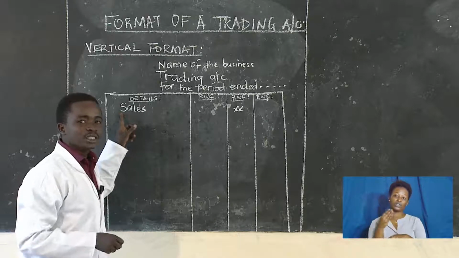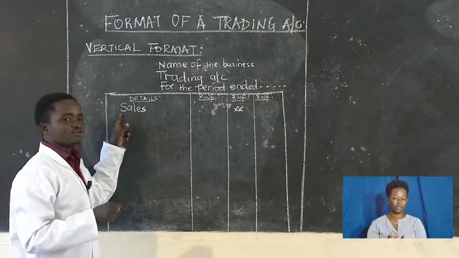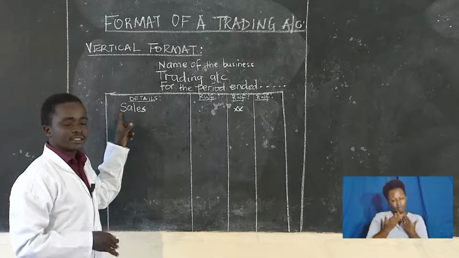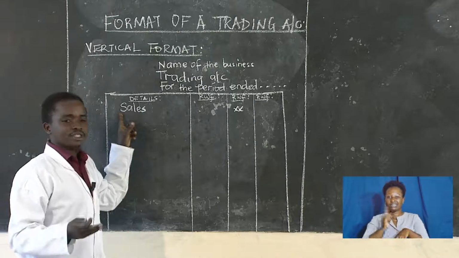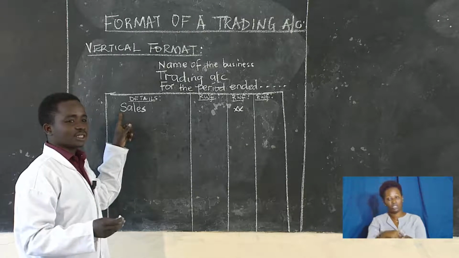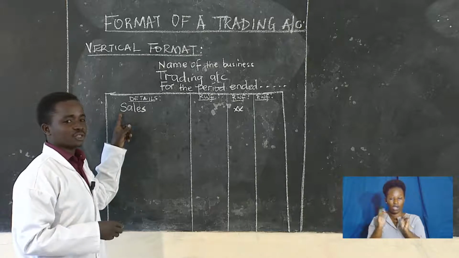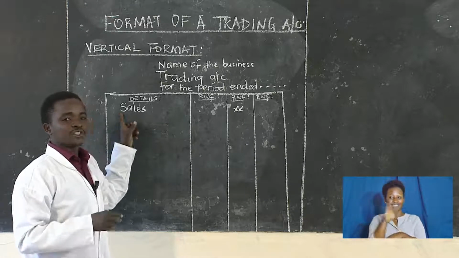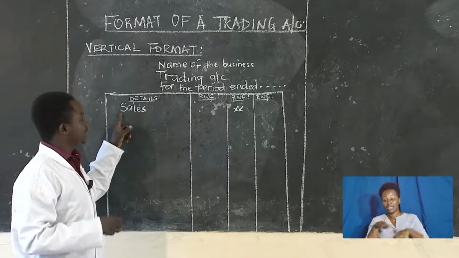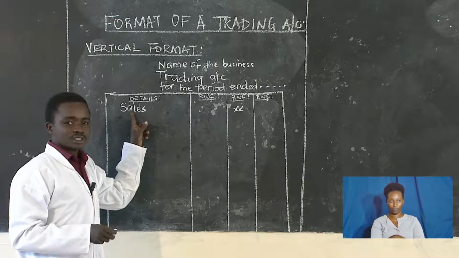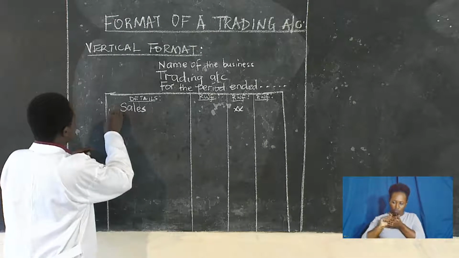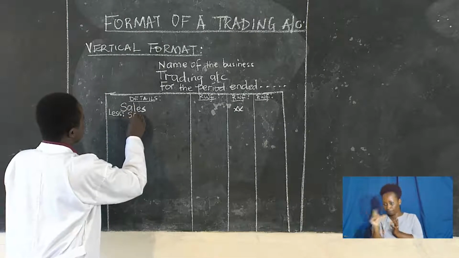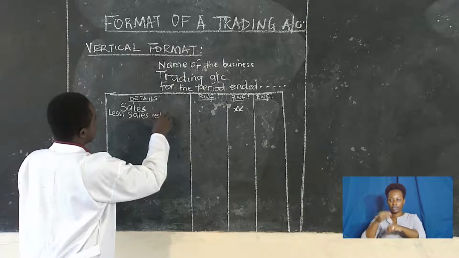Then from there, you may sell goods. After selling goods, customers return some. They may return some because maybe they are of poor quality, they are expired, or they are damaged. Due to such reasons, a customer may decide to bring back some goods. Those goods are called return inwards, or sales returns. So those goods must be subtracted from the sales made by the business. So here you must say less. Less means subtraction. Less sales returns.